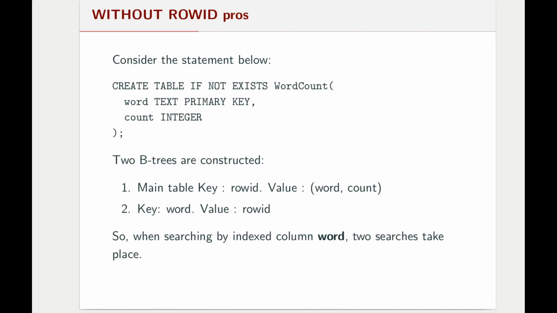Let's now see from an indexing perspective how the without row ID phrase gives you an advantage. So here's the first type of table creation wherein you don't have the without row ID phrase at the end. What happens internally is two B trees are constructed. There is one where the key is a row ID and the value is the entire row, the word and the count. And since word is mentioned as a primary key, an additional index is maintained where the key is a word and the value is a row ID. So whenever you search by word, two searches actually take place. The first one makes use of the second B tree to locate the row ID from the word, and then it goes inside the first B tree to get the count if you request for the count.